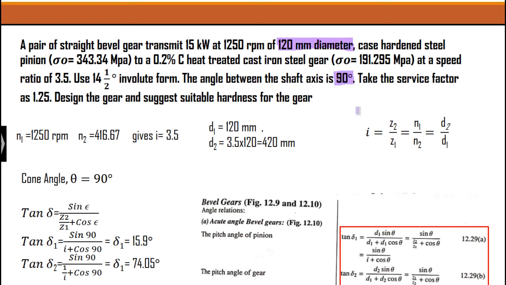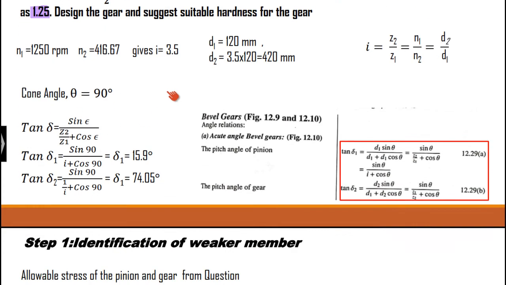So this is the right angle bevel gear. The previous question was on the acute angle bevel gear, and this is on the right angle bevel gear. And they have given the service factor also, so there is no need to assume any value for CS. The value is given as 1.25. So now let us solve the problem.